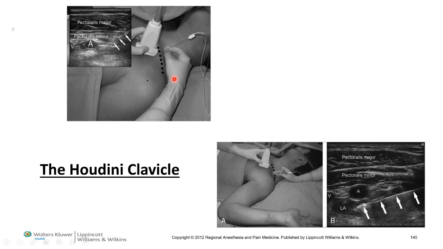Now abduct your arm as shown in the picture below, and suddenly there is a lot of space between the hand and the clavicle. So the clavicle has disappeared like the escapologist Houdini. Now you can insert your needle quite easily, and it will be quite parallel to your probe, and so you can see the whole of the needle as it approaches the artery.